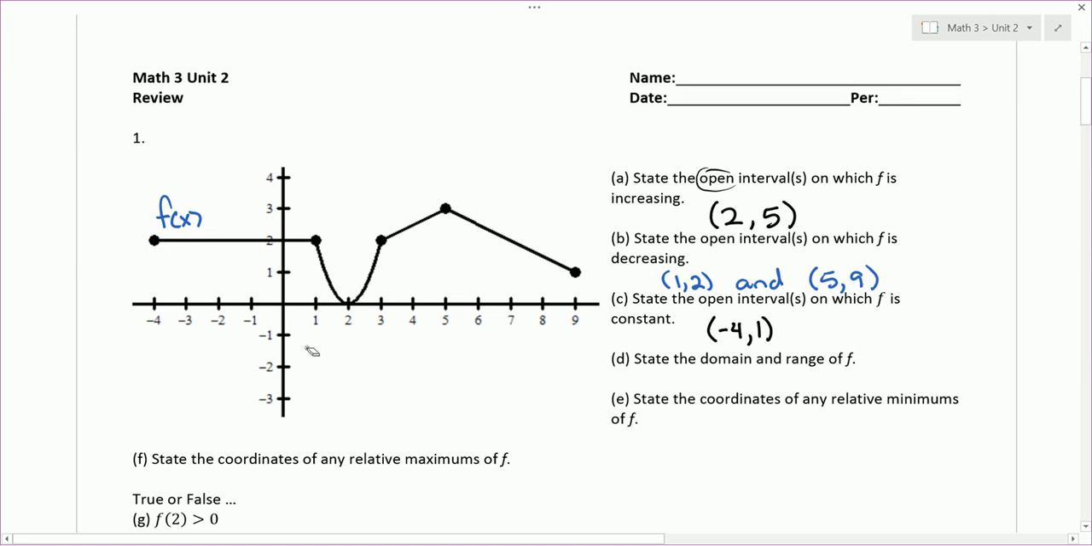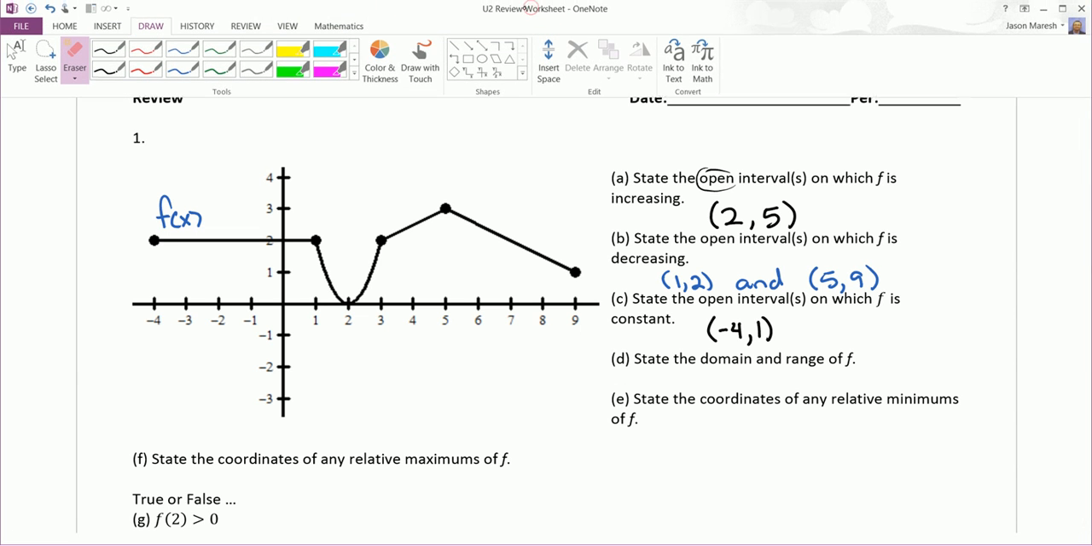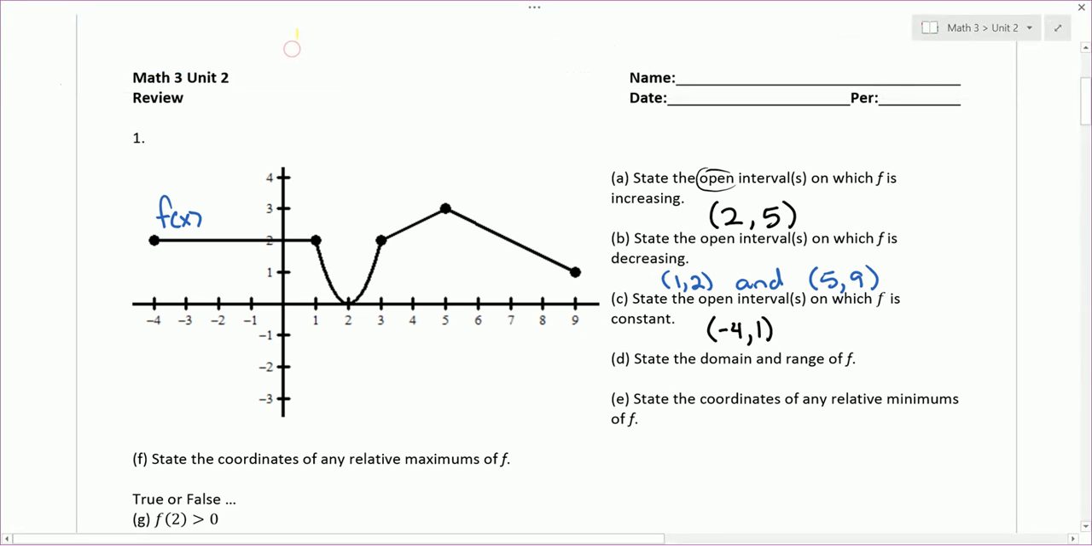D, state the domain and the range of the function. The domain is the set of all x values for a function, so you're looking at the x-axis. You're looking at where the starting point is, and that's at -4, and where the ending point is, and that's an x value of 9, and just checking to make sure there's no discontinuities in your graph. This graph's fine, so everything in between -4 and 9 is included.